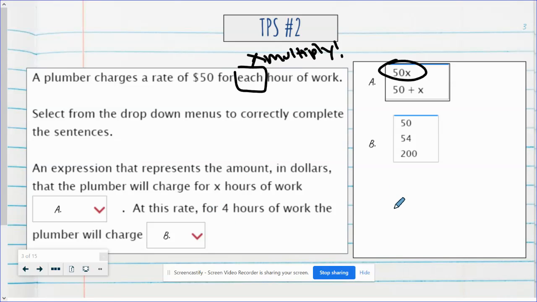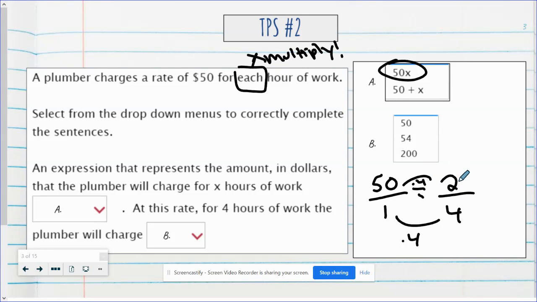At this rate, for 4 hours of work, the plumber would charge what? And let's look at option B. So $50 for 1 hour or each hour. And we want to go to 4 hours. 1 times 4 is 4. 50 times 4 is 200. So that one would be 200 for B. All right, let's keep moving.